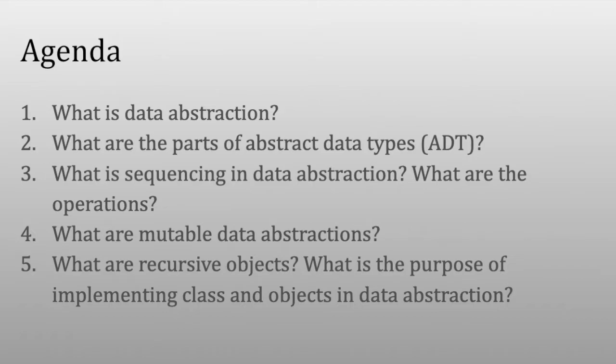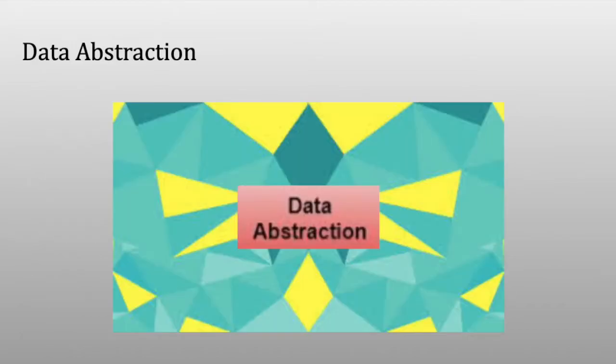So the first question is just to review the basics of the definition of data abstraction. So what is data abstraction? Data abstraction is the process of simplifying a complex process, and to learn more about the basics of abstraction, please go check out our previous episodes. Great. Moving on, our next question is: what are the parts of abstract data types?